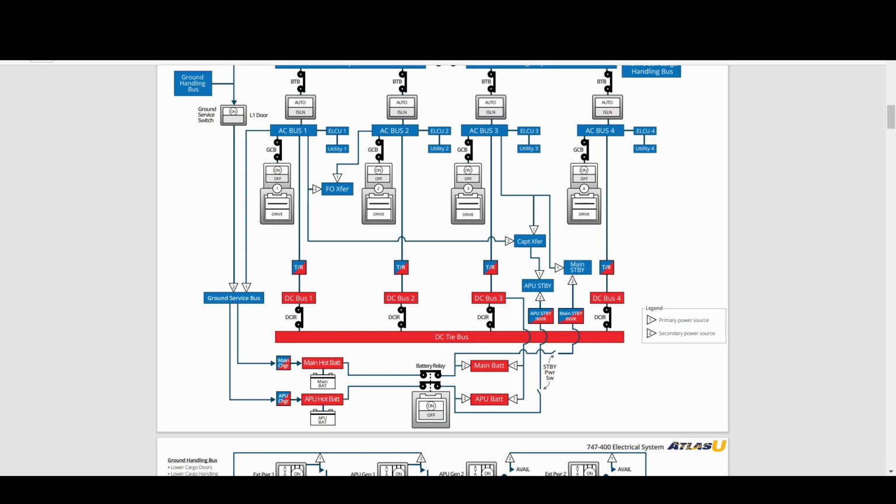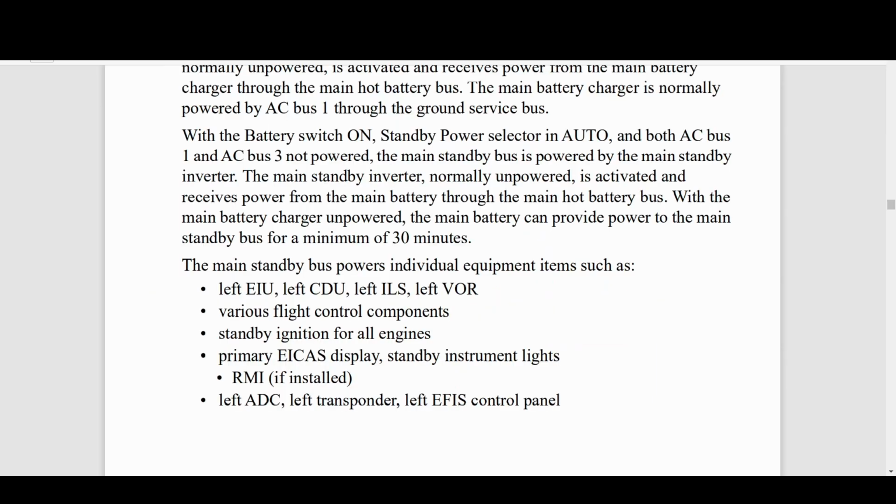If both AC bus 3 and AC bus 1 are not powered, all other conditions normal, how is the main standby bus powered, and how long can it be powered? The main standby bus is powered by the main standby inverter. The main standby inverter, normally unpowered, is activated and receives power from the main battery through the main battery hot battery bus. With the main battery charger unpowered, the main battery can provide power to the main standby bus for a minimum of 30 minutes.